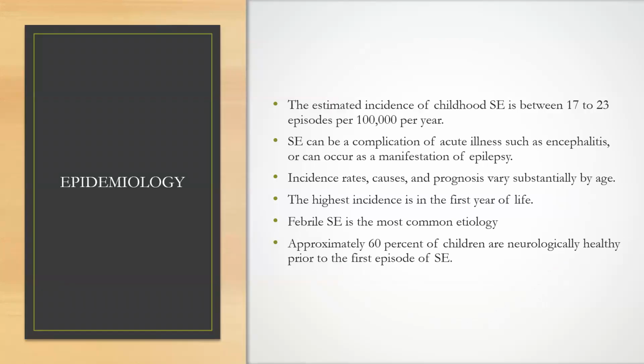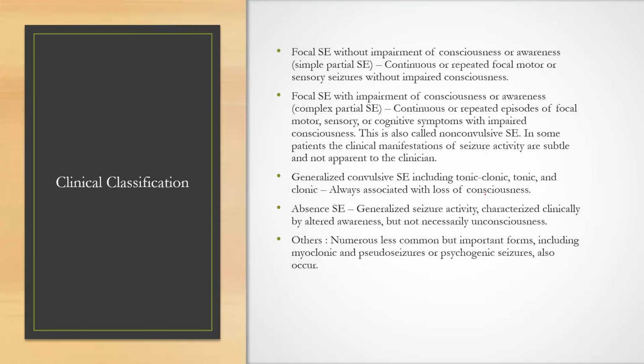So we'll look into the epidemiology. The estimated incidence is around 17 to 23 per 1 lakh population, which is Western data. Amongst all the causes of status epilepticus, febrile status epilepticus is the most common one. The incidence is almost the highest in the first year of life, that is in infancy. We'll look into the etiology in the next slide.